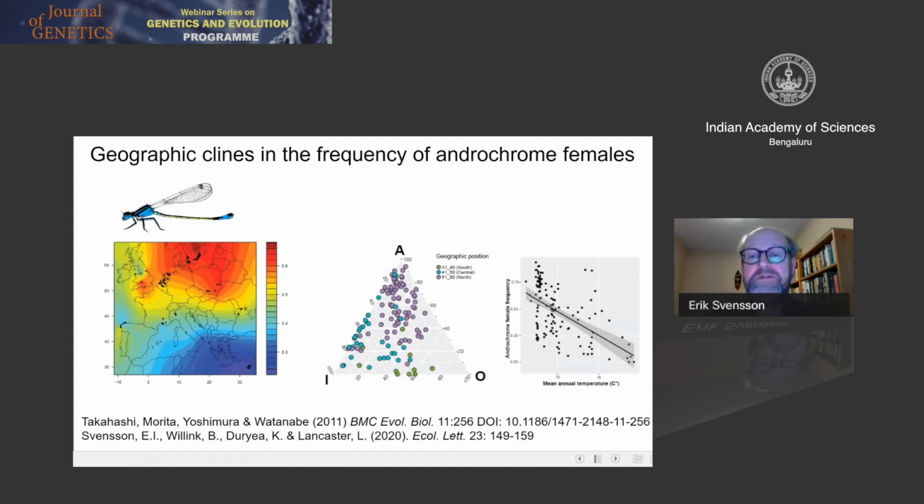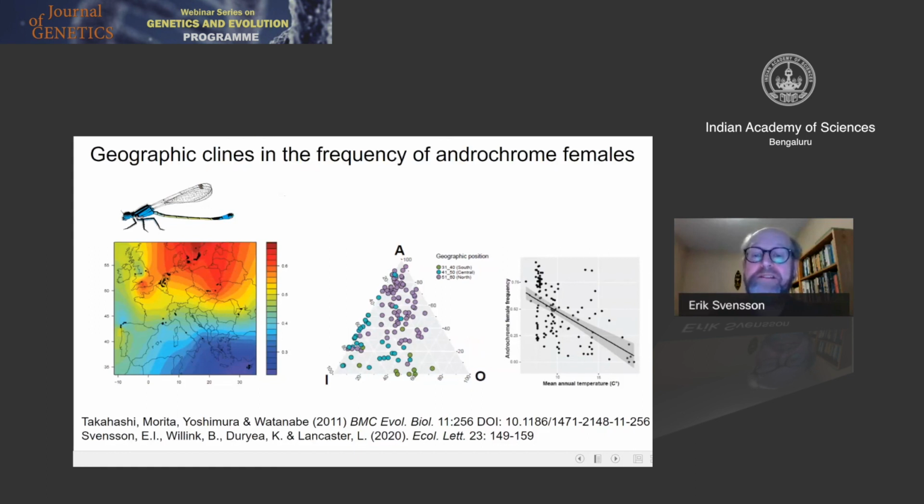And you will notice from this ternary plot that we haven't found a single monomorphic population where you only have one morph. Those would be the corners in this triangle. We have found some cases of dimorphic populations with only two morphs. Those are on the edges. But the vast majority of all populations are trimorphic. They have all three morphs across Europe, but in various frequency.